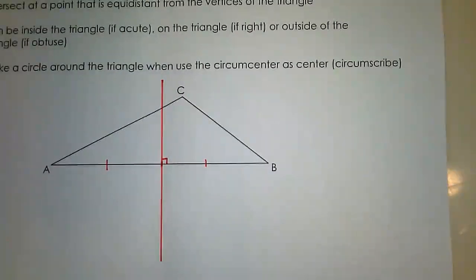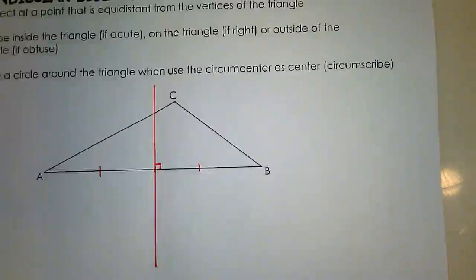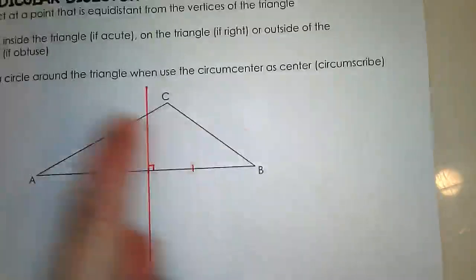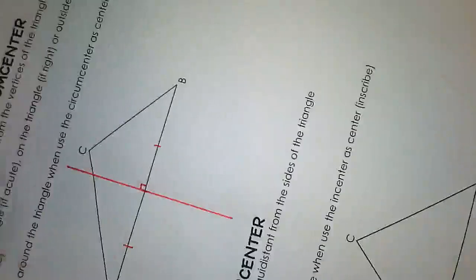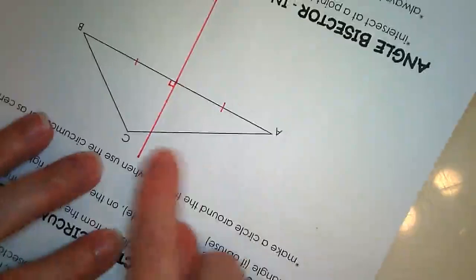Now what we need to do is do the same thing for this side and this side. It might be easier to turn your paper. So I'm going to do side AC now. I first need to figure out the middle of AC.